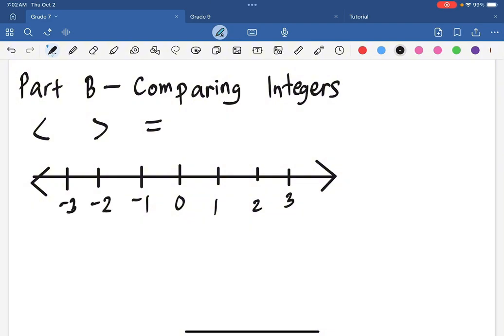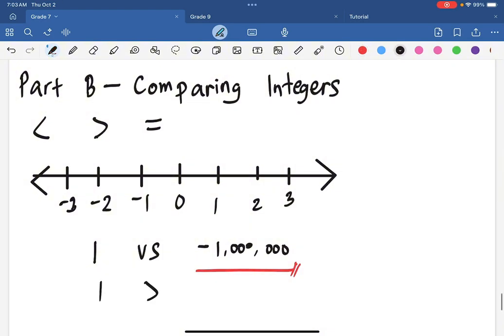Now, on the number line, we need to remember that the numbers that are negative will always be less than the positive ones, which means that if we were to compare 1 versus negative 1 million, despite that this one is 1 million, the fact that this is negative means 1 will always be greater than this. So 1 is greater than negative 1 million.